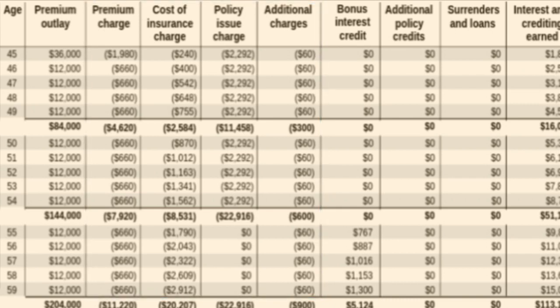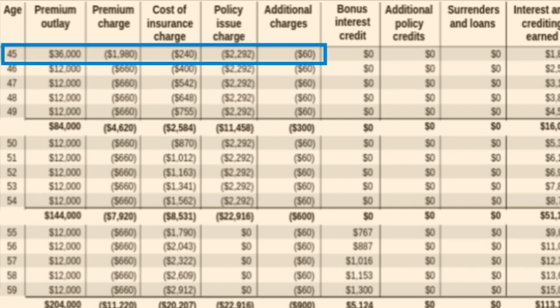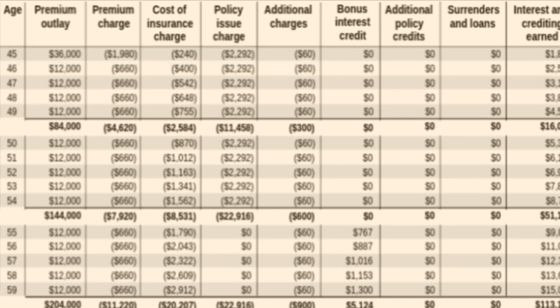In the first year, if you look at the row starting with age 45, you'll see the total cost: $1,980 for the premium charge, $240 for the cost of insurance, and $2,292 for the policy issue charge. If you add all those up, you've got almost $2,300 plus $2,000, so about $4,200. That's a pretty decent sized chunk, over $4,000 of expenses for that first year.